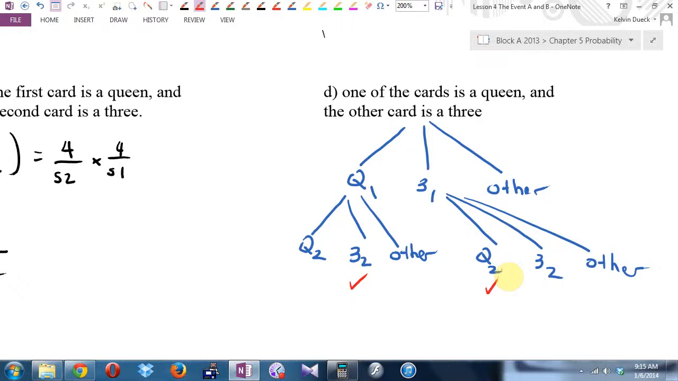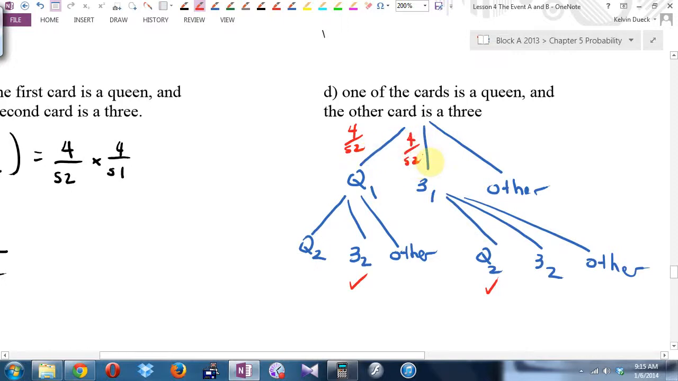So let's fill in these. How many queens are there in the deck at the beginning? What fraction is going to go right here? 4. That's not a fraction. 4 is not a fraction. Well, it is, but out of what? 4 out of 52. How many 3s are there at the beginning? Also 4 out of 52.